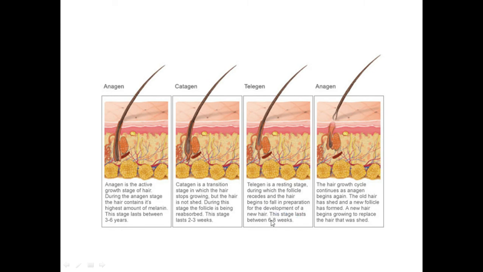This telogen lasts for 6 to 8 weeks, and then again anagen comes, where a new hair growth cycle will begin again. The old hair has already shed off and a new follicle is formed. Here you can see a new follicle is formed at its place and the old hair has shed off. So generally 50 to 100 hairs are shed off from your head every day. This is the normal shedding rate of the hair.